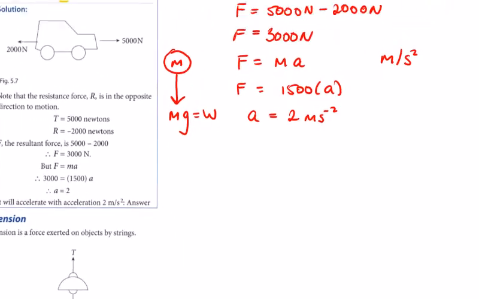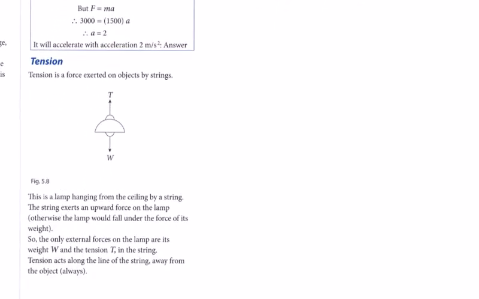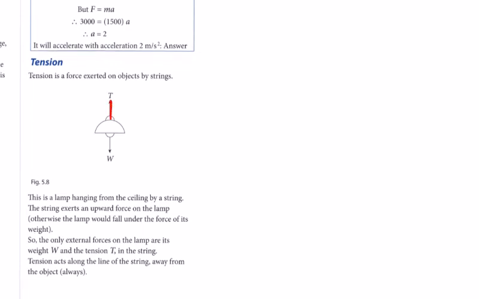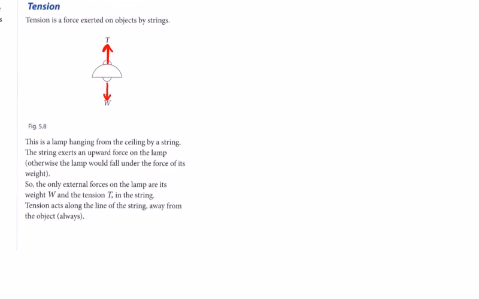Now we're going to look at tension. So tension is a force exerted on objects by strings. And we're going to have these strings going off multiple objects. So we've weight going down, as we just showed though. And one of the formulas that we have, weight is equal to mg. It's pulling an object towards the center of the earth.